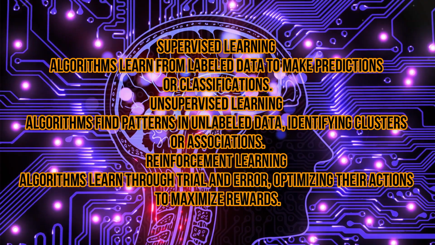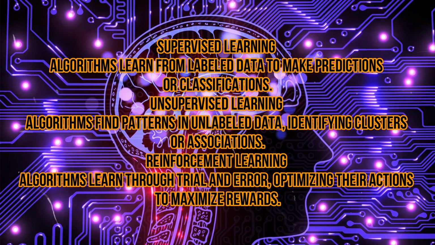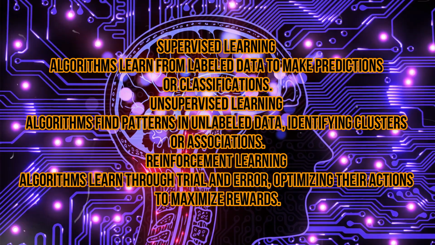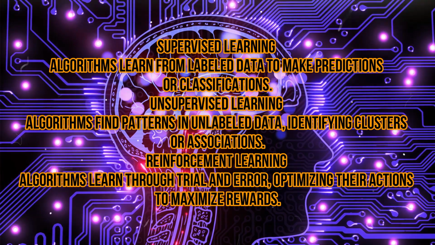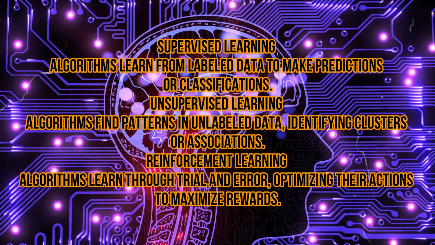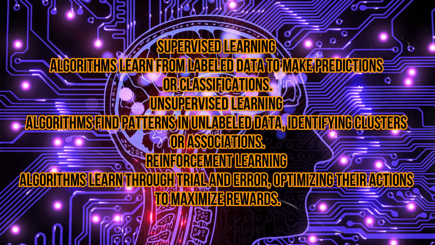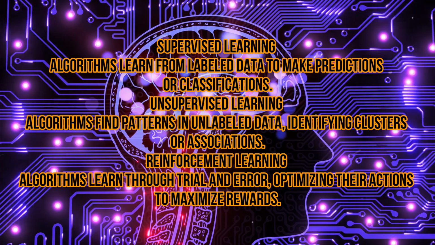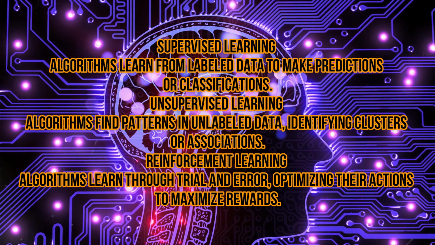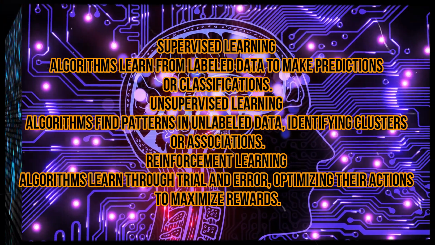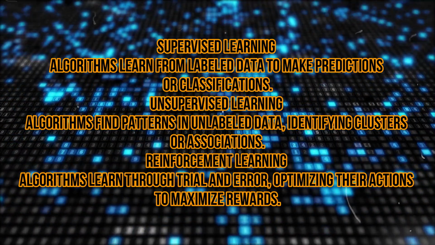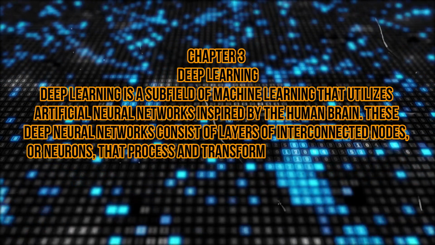Supervised learning: algorithms learn from labeled data to make predictions or classifications. Unsupervised learning: algorithms find patterns in unlabeled data, identifying clusters or associations. Reinforcement learning: algorithms learn through trial and error, optimizing their actions to maximize rewards.